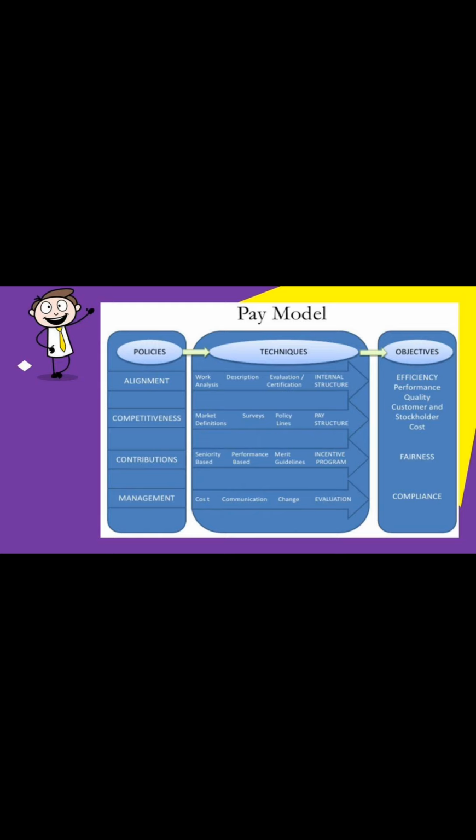The third component of the pay model is the techniques. These techniques connect the policy to the objectives. In order to comply with internal alignment, as the model shows, the techniques are skills and work analysis. To meet the competition policies, surveys can be held and the market definition can be created. The employee contribution is assessed based on performance guidelines. When managing these remuneration plans, communication and change are important factors.